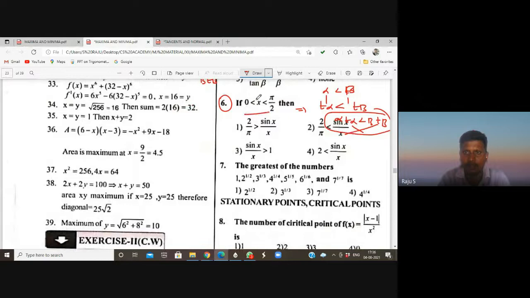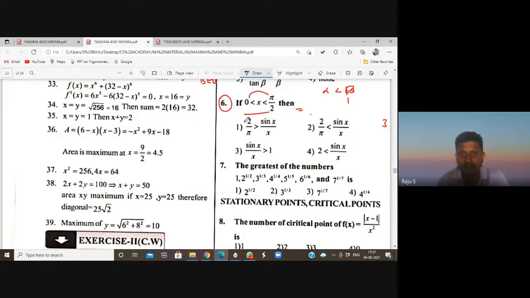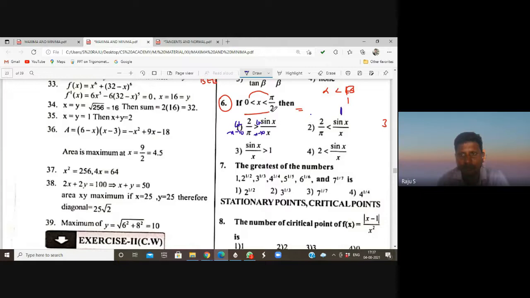Question number 6 is: x belongs to the first quadrant. Then which of the following options is correct? Simple, students. See, what is limit x tends to 0? When I take limit x tends to 0, what is limit x tends to 0 of sin x by x? 1. Here also 1.